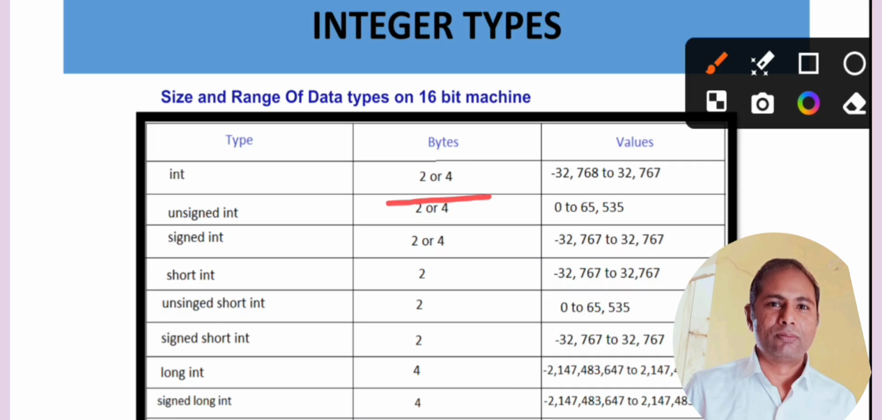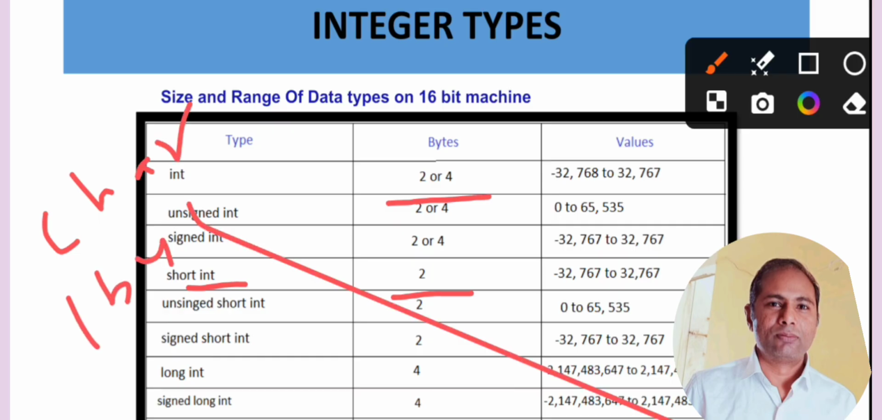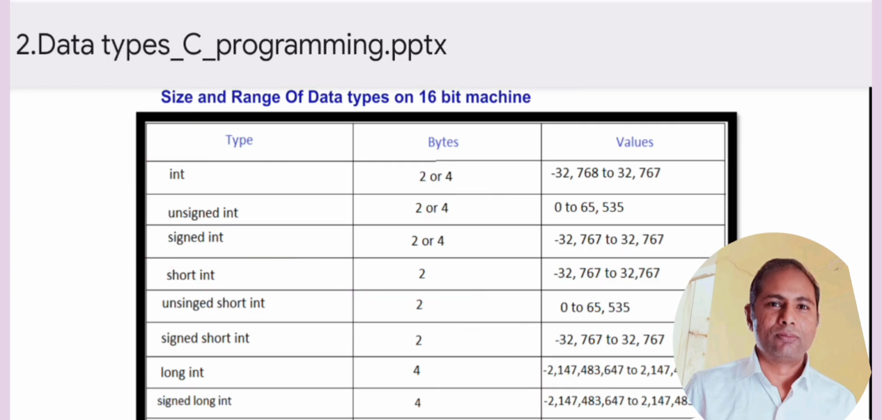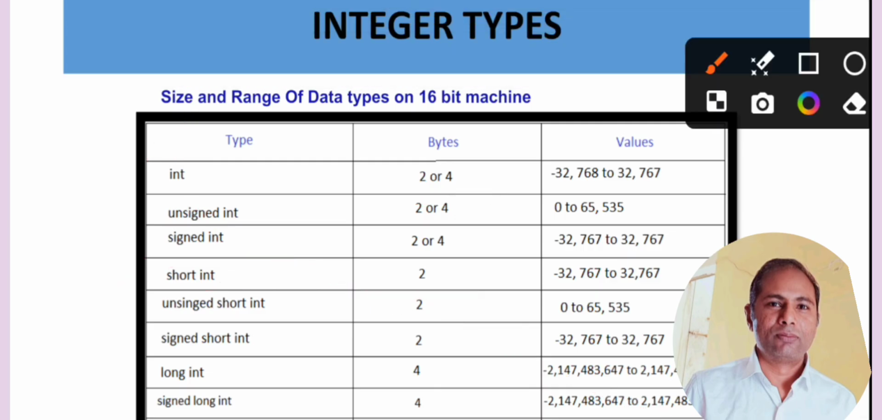Same thing, if we talk about short int, it has a size of 2 bytes. If we talk about character, then character has a size of 1 byte. Now what is 1 byte? 1 byte means how many bits? 1 byte means 8 bits. So character we can say is 1 byte or 8 bits. Same thing, unsigned int is 4 bytes.